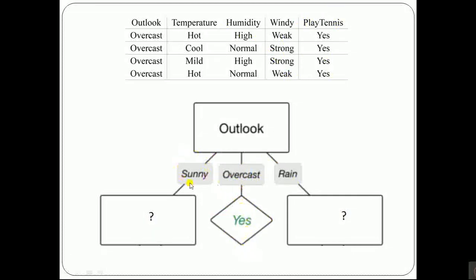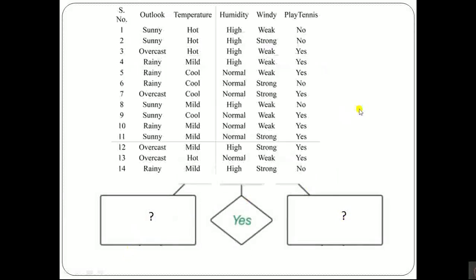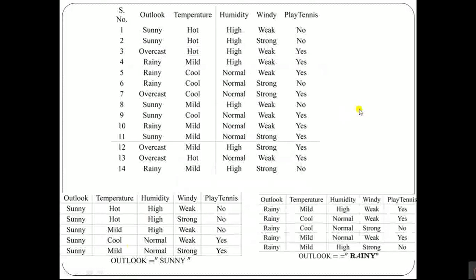But in sunny, different categories are there. Again, further we need to check the conditions of sunny. Then in the rainy condition, what are the different categories? Based on this, we can check whether we can play tennis or not. Right?